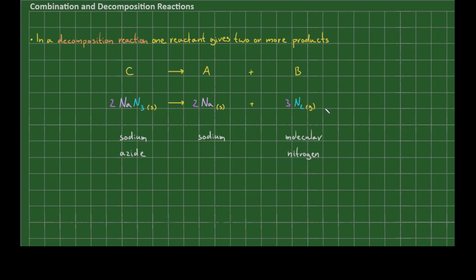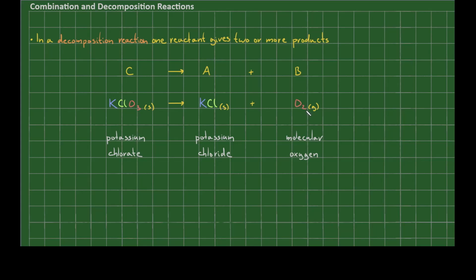Let's look at one more decomposition reaction. Here we have potassium chlorate that gives potassium chloride and molecular oxygen. The reaction is not balanced. The potassiums and the chlorines are fine, but the number of oxygen atoms is not equal on both sides of the equation. And this is similar to the sodium azide situation. 3 and 2 are factors of 6.